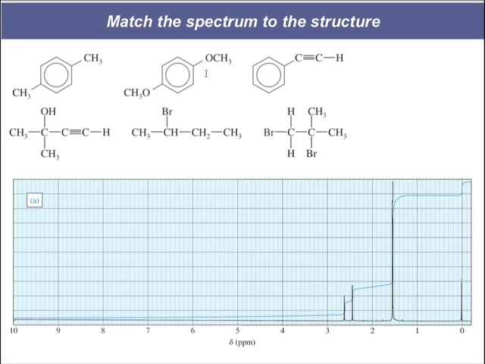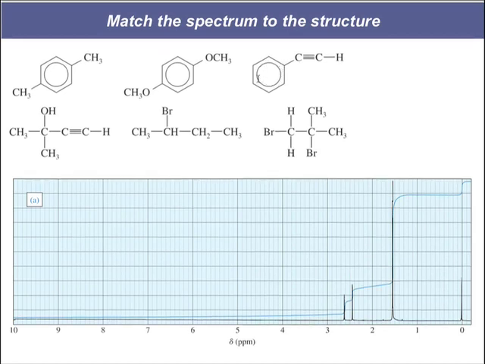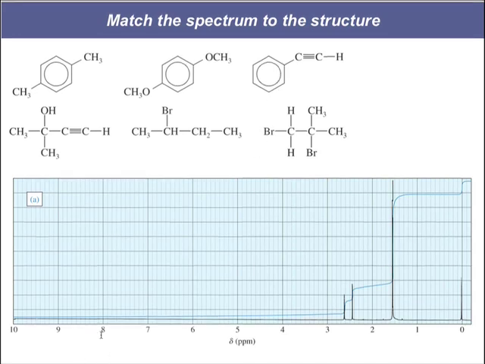By the way, we can rule out all 3 of these ring structures because all 3 of these ring structures have hydrogens on the ring. And remember that aromatic hydrogens on a benzene ring should show up at around 7. And we have no hydrogens showing up at around 7.2. So right off the bat, we can rule out these ring structures. That leaves us with these linear structures here.